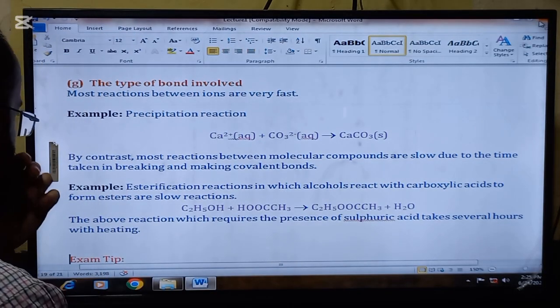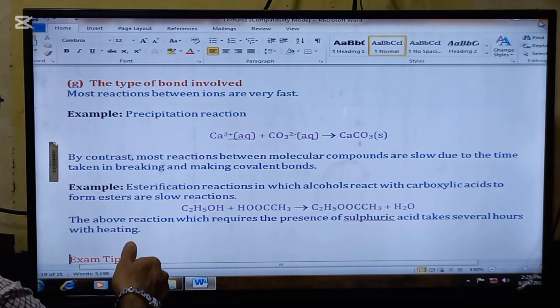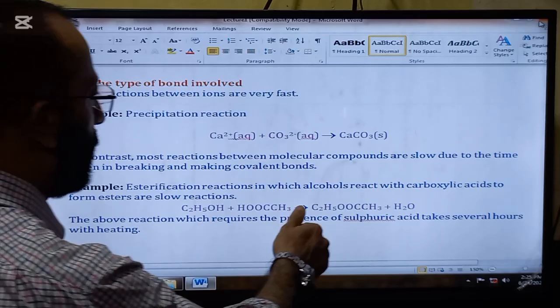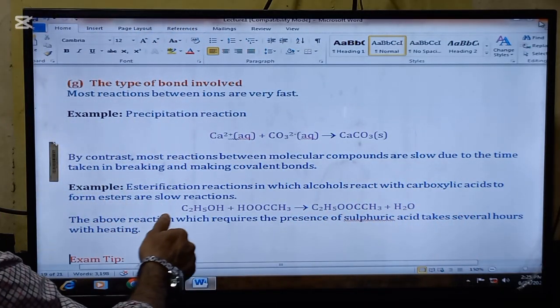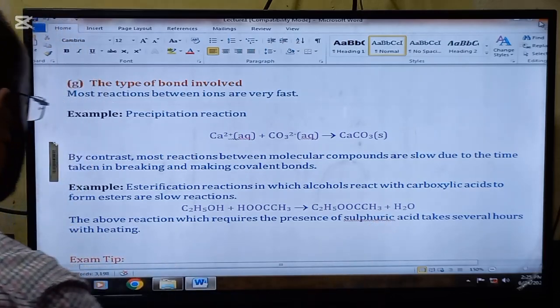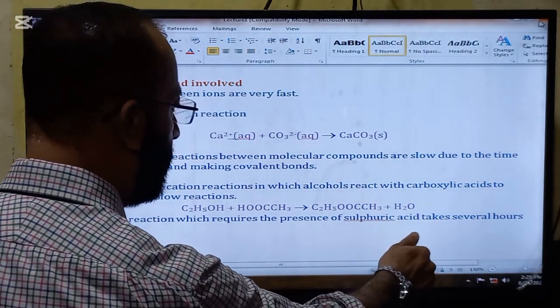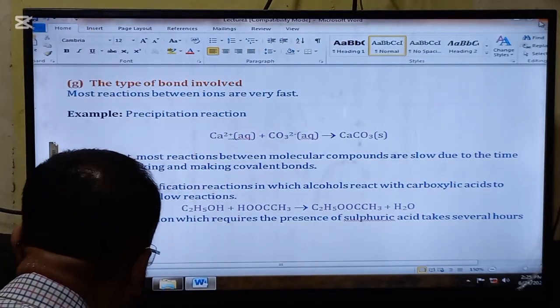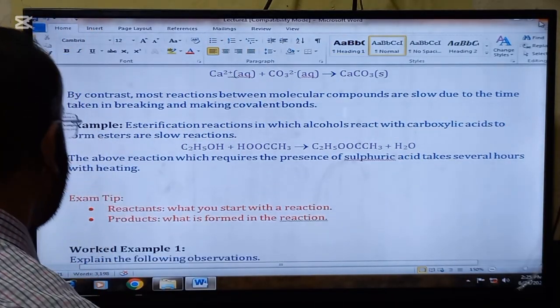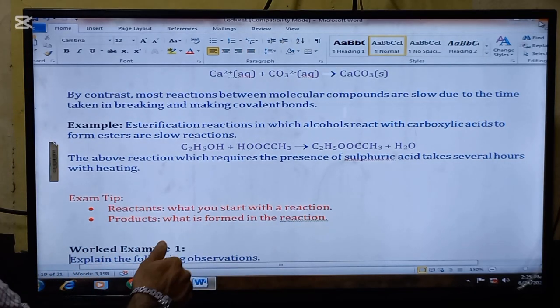Okay, an example of a slow chemical reaction is the esterification reaction, in which alcohols react with carboxylic acids to form esters. So here is the reaction. The above reaction, which requires the presence of sulfuric acid, takes several hours with heating. What you start with in a reaction are called reactants, and what is formed in the reaction is called products.